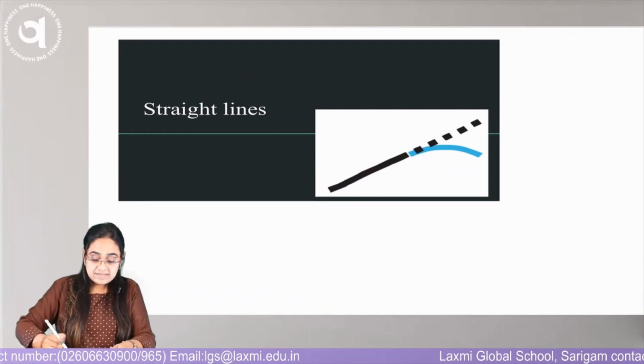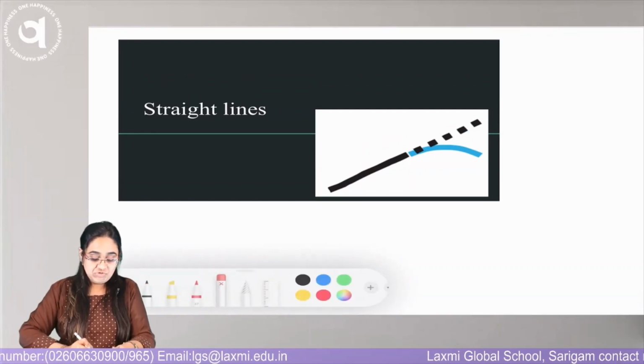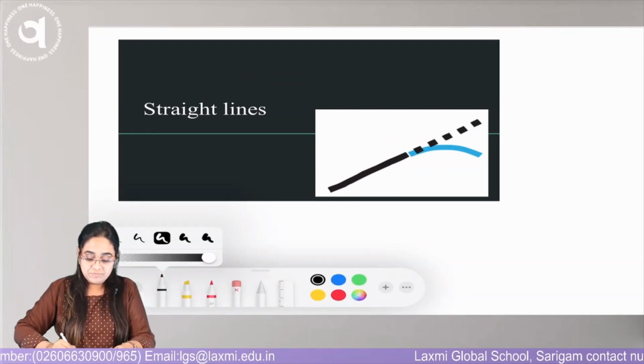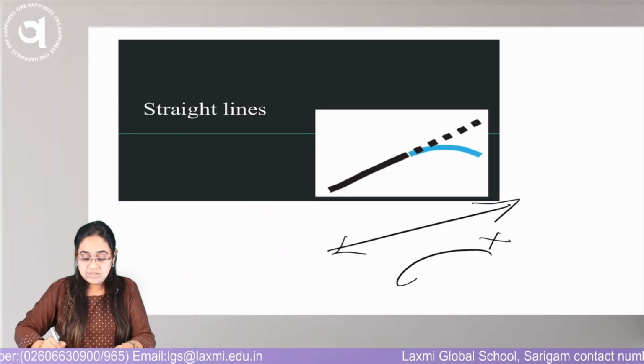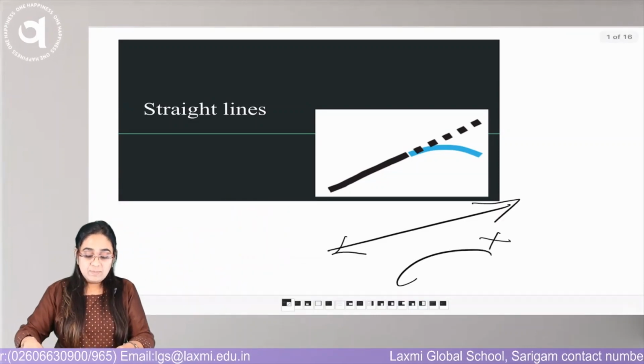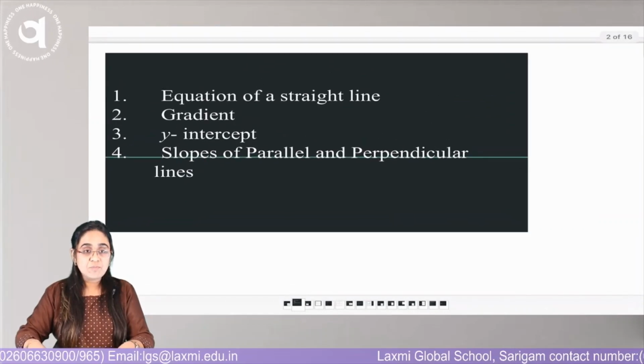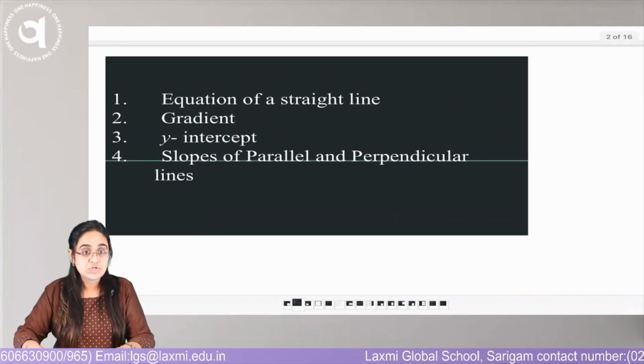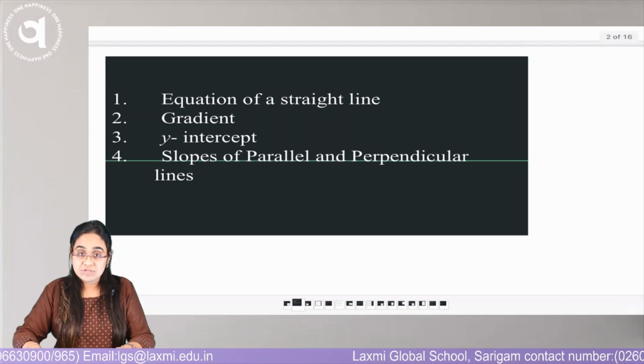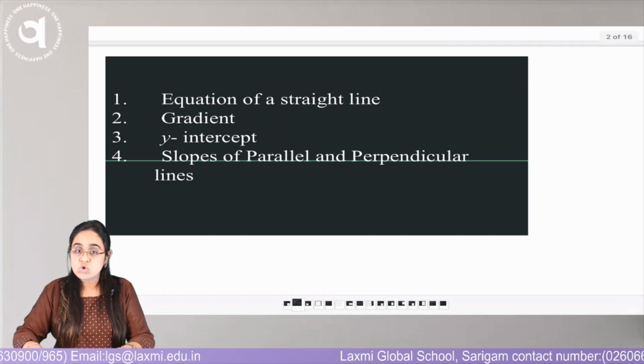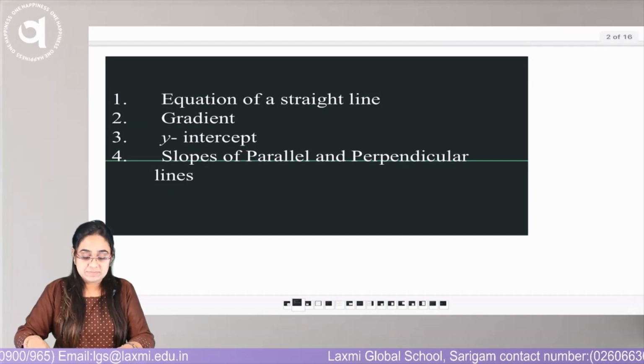Today we are going to study a small concept of geometry, that is straight lines. Now scientists previously have suggested something that does not have any depth or width attached to it. That means anything which is linear in nature or straight in nature and not curve is called a straight line. Coming to the concept of straight lines, we have four parameters to be studied. One is equation of a straight line, gradient for a straight line, y-intercept and slopes of parallel and perpendicular lines.